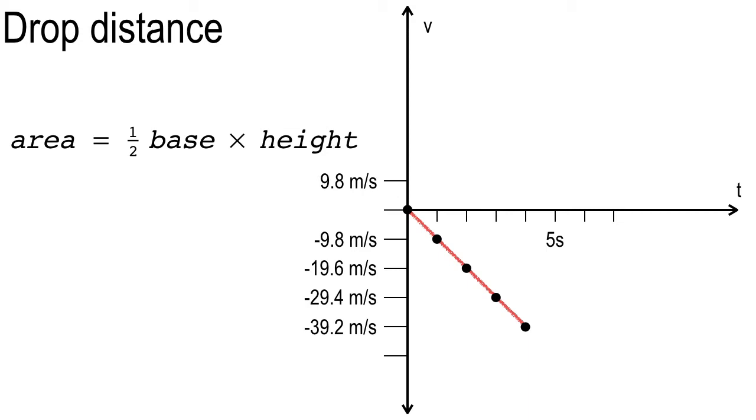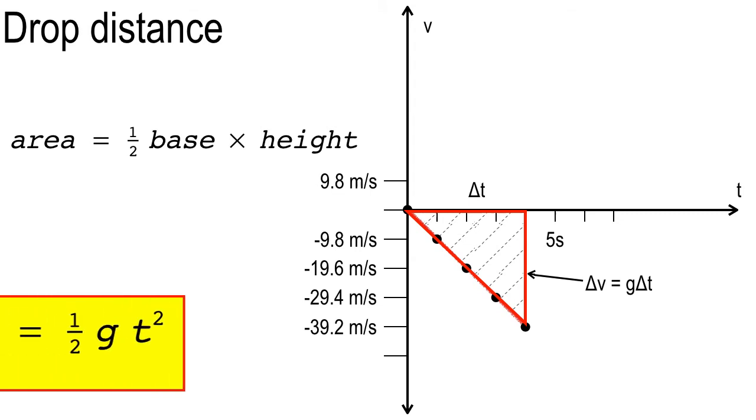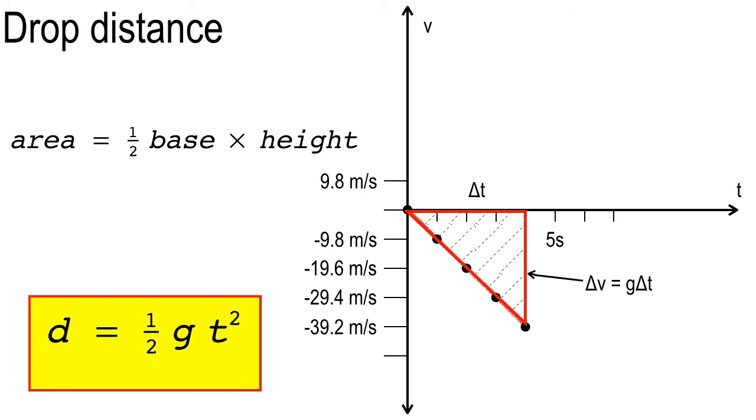Now the distance that you have dropped for this time interval is the area of this rectangle. We already know how to do that. The vertical part is just delta v. In this case, delta v is g delta t. The base, up here on the time axis, is delta t. So 1/2 base times height: 1/2 g t squared. For a generic acceleration, we use the notation 1/2 a t squared, for some generic acceleration, horizontal or anything else. But if you're in free fall, we use the symbol g, but it's the same as using the letter a. We use g a lot.